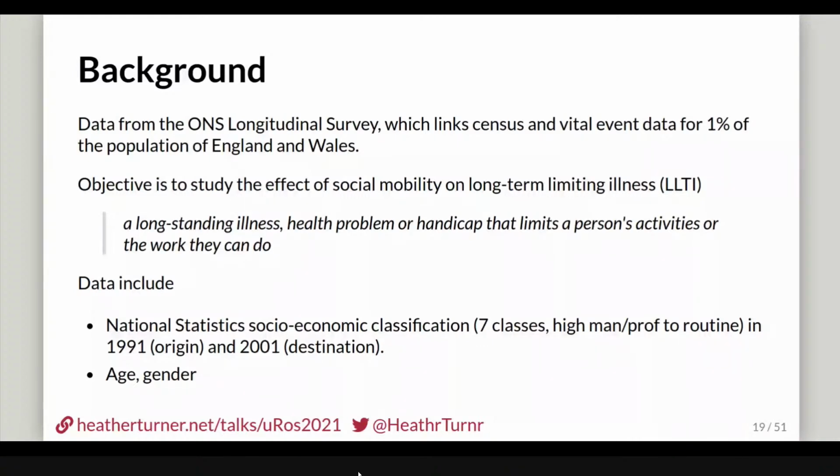The data we have include the National Statistics Socioeconomic Classification, which has 7 classes from higher managerial or professional to routine. We have that at the origin year, which is 1991, and a destination year of 2001. In other words, at one census and the next. And we also have data on age and gender.